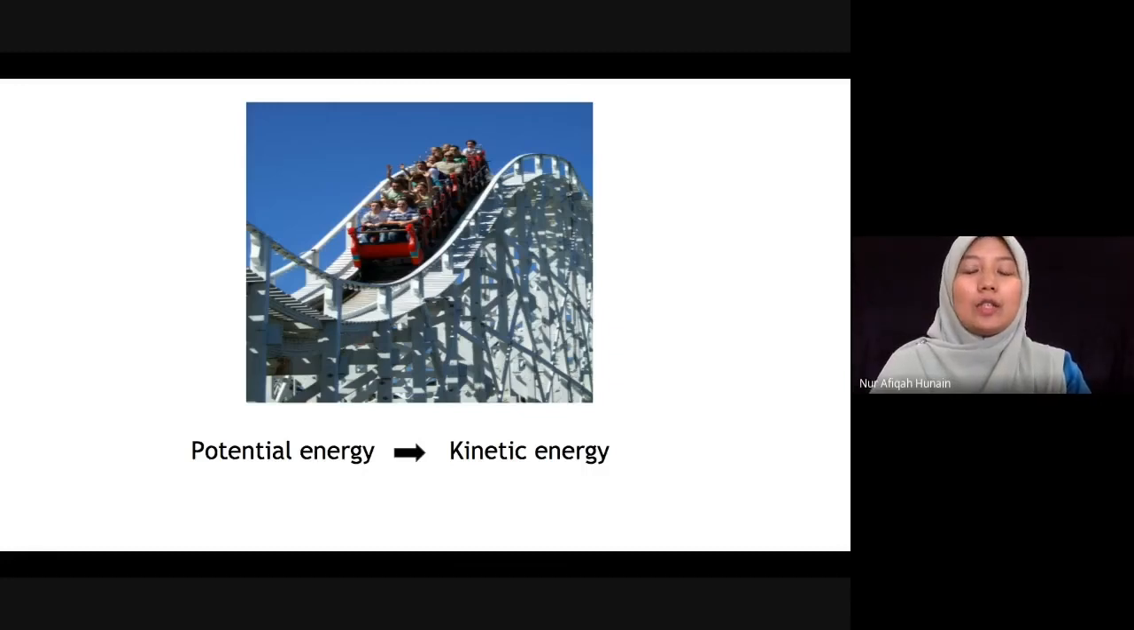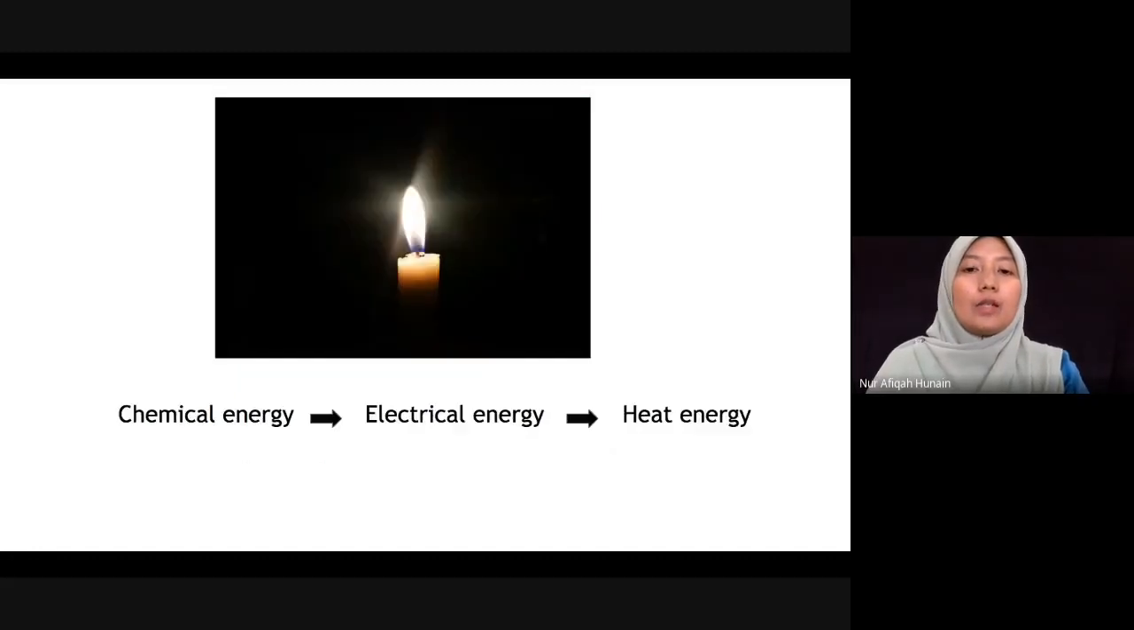Next, look here, the roller coaster. Before it goes down the hill, it has potential energy. Once it moves down, it transforms to kinetic energy. The same thing applies to an apple that falls to the ground. If the apple is on the tree, at that time the apple has potential energy. But later, when it falls to the ground, it changes to kinetic energy.